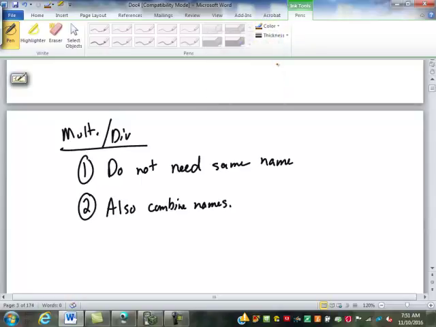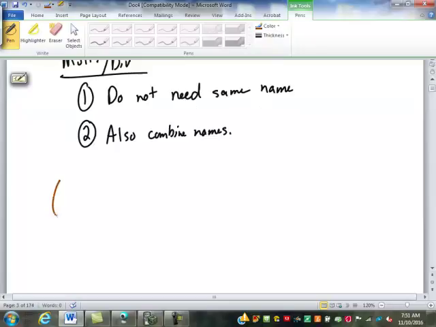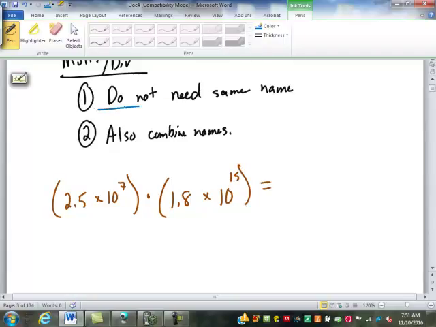So let's take a look at what that looks like. So I might have 2.5 times 10 to the 7th times 1.8 times 10 to the 15th. They're not the same power of 10, but it doesn't matter. We're multiplying. When we multiply or divide, we do not need the same name. So we're just going to do 2.5 times 1.8, which is going to give us 4.5, correct?